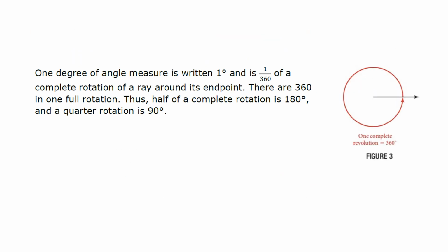1 degree of angle measure is written as 1 with the degree symbol and is 1 over 360 of a complete rotation of a ray around its endpoint. So if we have a ray and it goes all the way around, that's 1 complete rotation, as you see here in figure 3, and it creates 360 degrees. So there is 360 degrees in 1 full rotation. Half of a complete rotation would be 180 degrees, and a quarter would be 90 degrees.